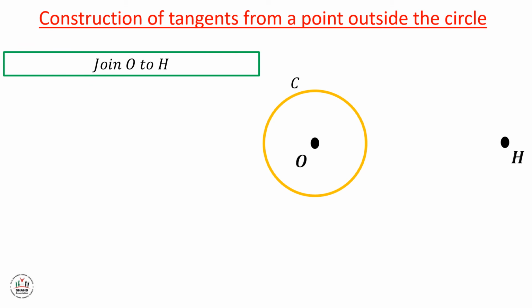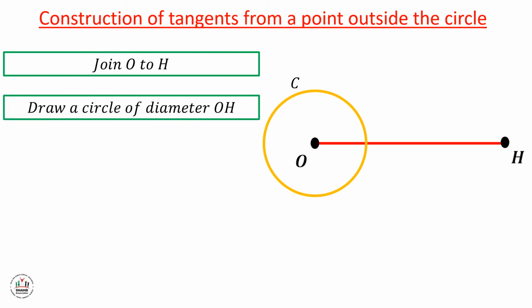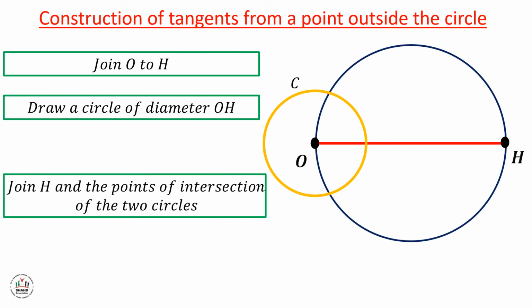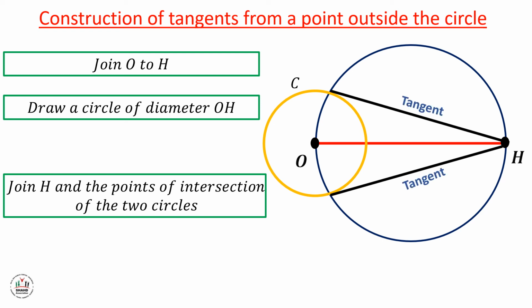Finally, we'll learn how to construct tangents from a point outside the circle. Assume that we have circle C with center O and point H doesn't belong to the circle C, and we want to draw tangents from this point H. So first, as previously, we need to join O to H. Then, we draw a circle with diameter OH. After that, simply we join H with the points of intersection of the two circles. And we got two tangents.